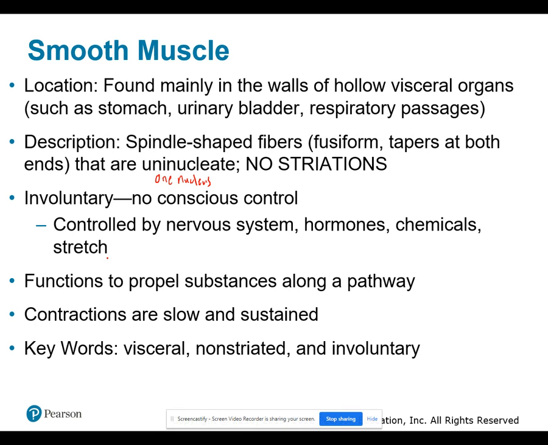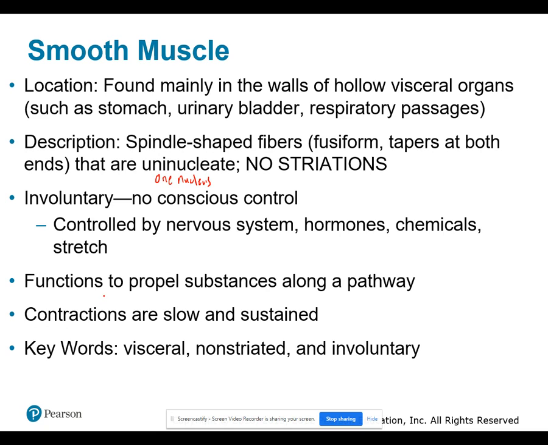Now, smooth muscle, if we're talking about the type of contraction, it's involuntarily controlled. We have no conscious control over it. It's controlled by our nervous system, hormones, chemicals, and stretch. For example, we don't tell our stomach to break down food, it does it automatically for us. We don't tell ourselves to breathe. I mean, you can, but really, we have to breathe on our own. We have to do it.